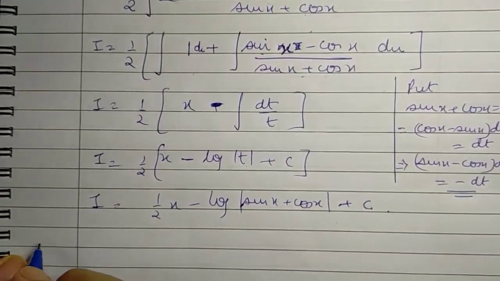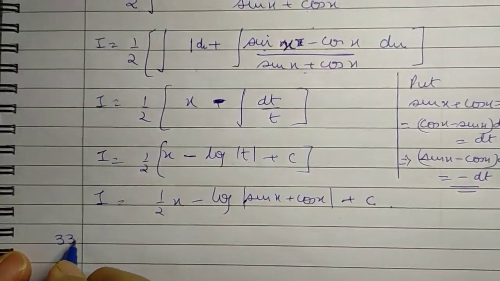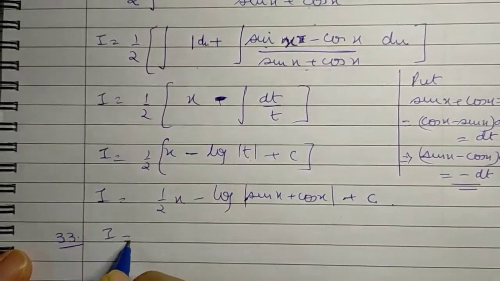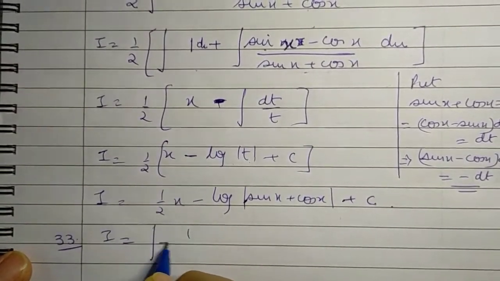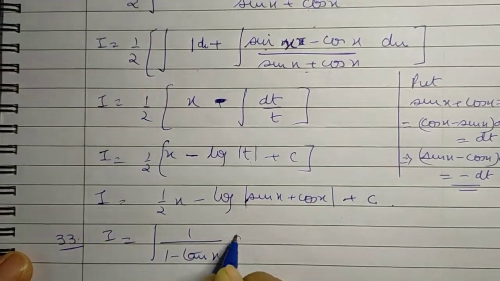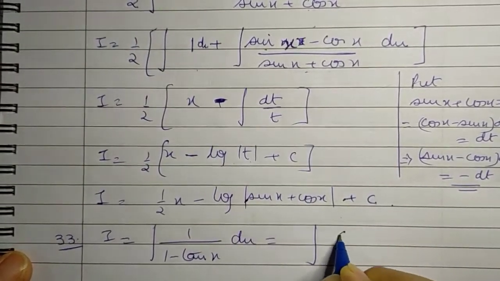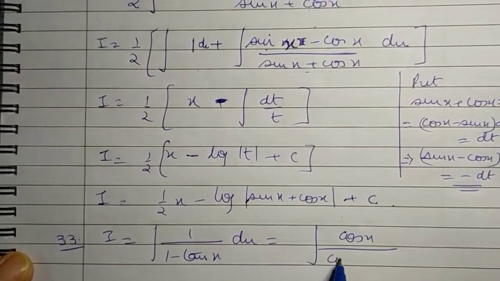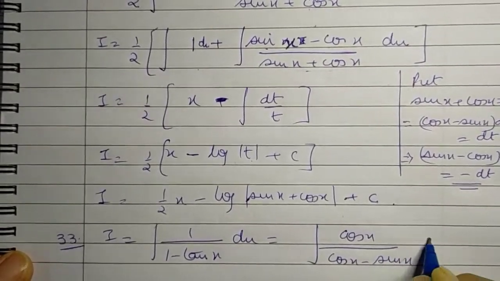So question number 33 is exactly on the same lines. When you solve this, it becomes what? This is given to be 1 minus tan x dx. On simplifying, it gives you cos x over cos x minus sin x dx.